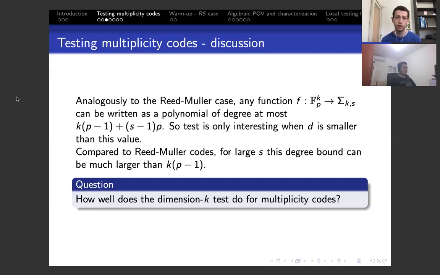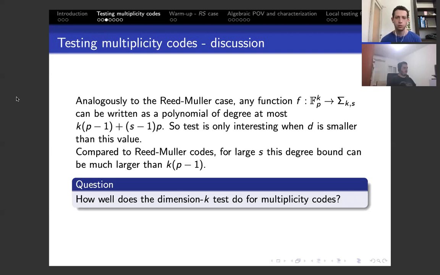Similar to the Reed-Muller case, any function in the multiplicity setting is equivalent to one of degree at most k times (p-1) plus (s-1) times p. So the test is only interesting if our degree is smaller than this value. If we think of k as small and s as order p, this bound is much larger than the Reed-Muller dimension, the Reed-Muller bound.